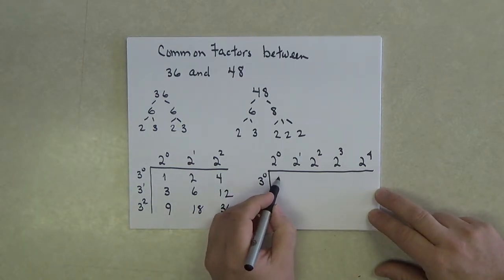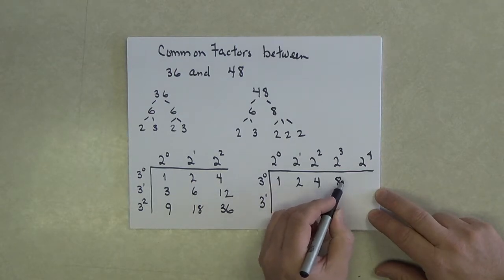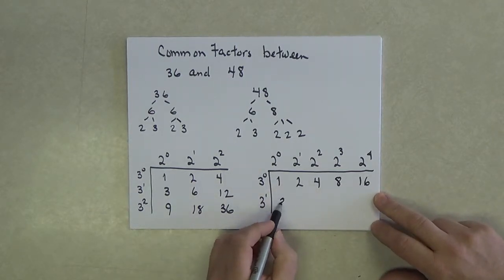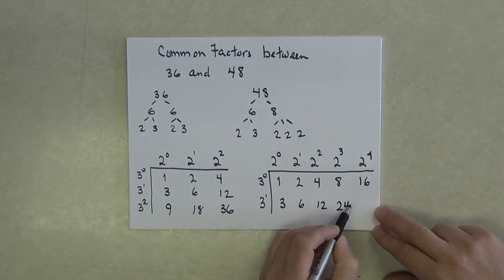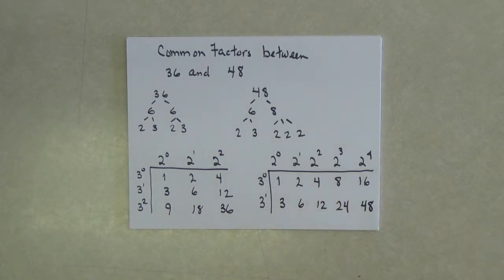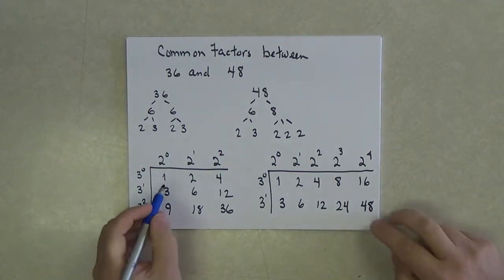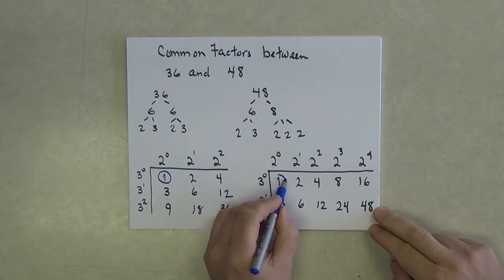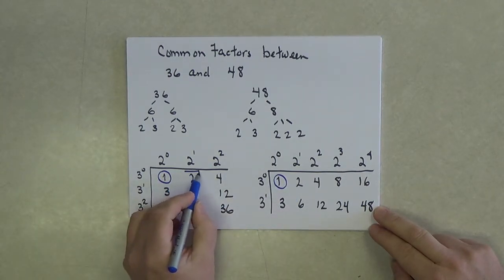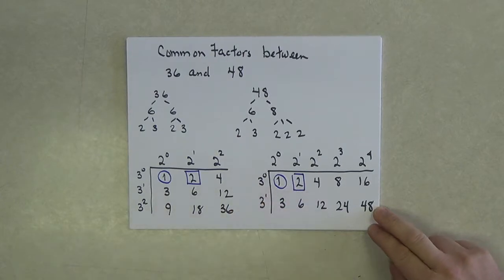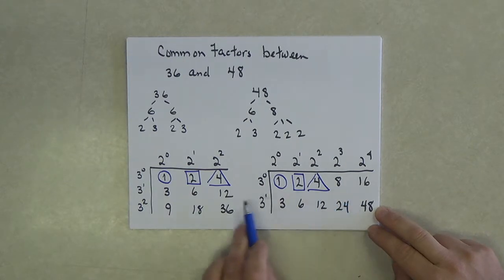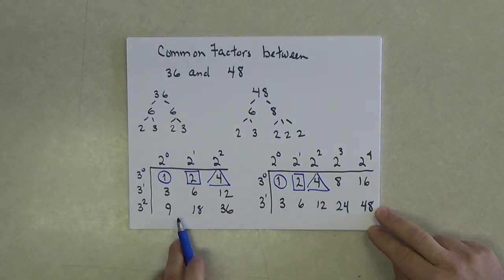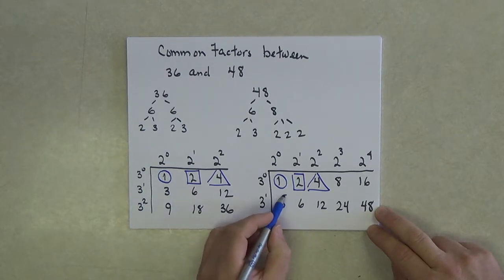Let's fill this chart in. I get 1, 2, 4, 8, 16, 3, 6, 12, 3 times 8, 24, and 48. So what are all of the common factors of 36 and 48? Well, I see that they both have a 1 in common. I see that they both have a 2 in common. They have 4 in common. I look at the 8, I do not see an 8 here, 16, 3. Hey, they have a 3 in common.